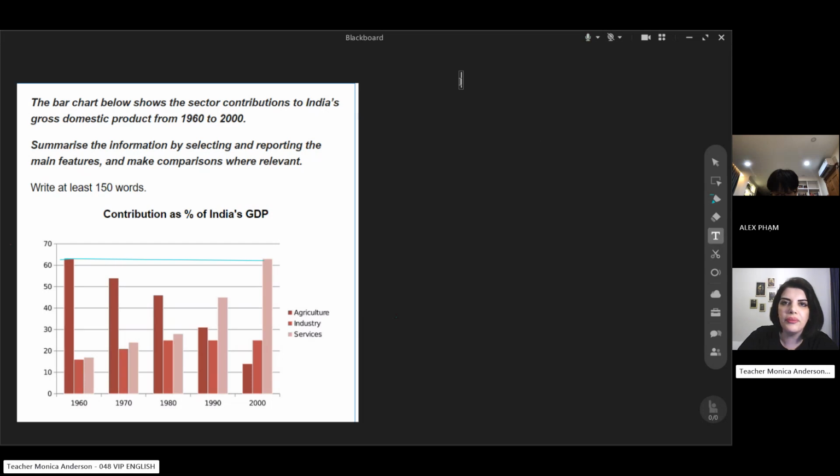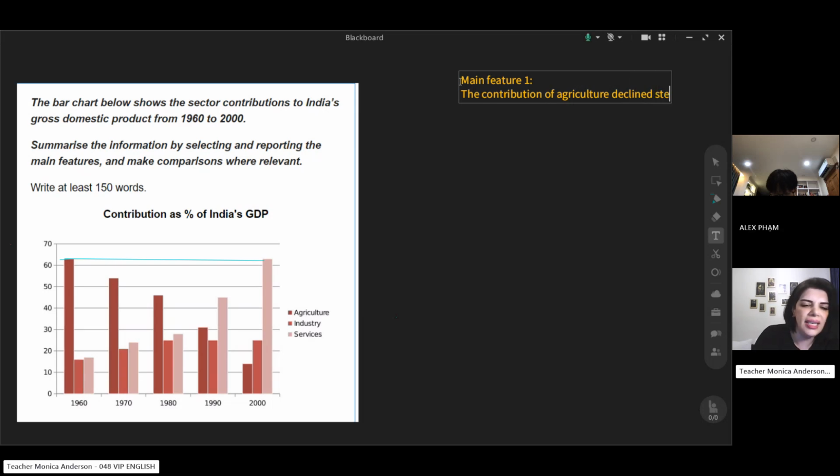Main feature 1. So that is the contribution of agriculture declined steadily, as I can say, step by step. So decline, fall, or drop. It's your choice.